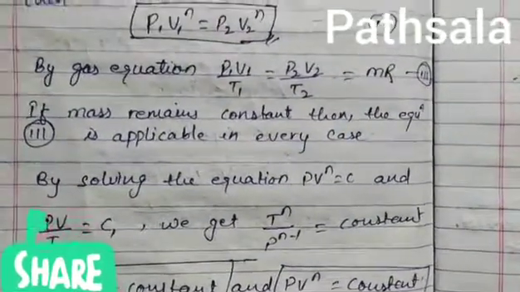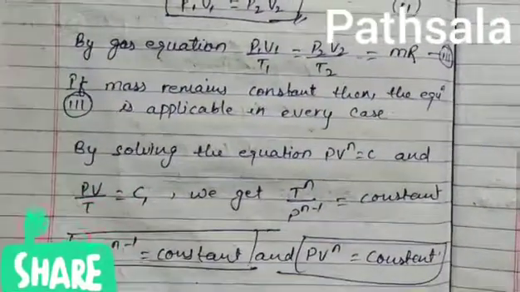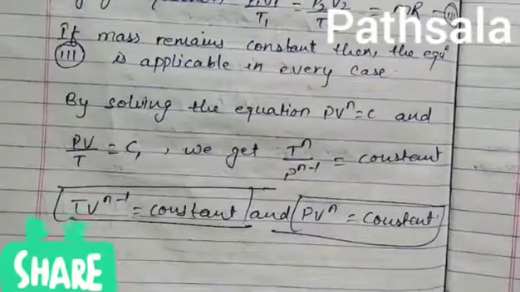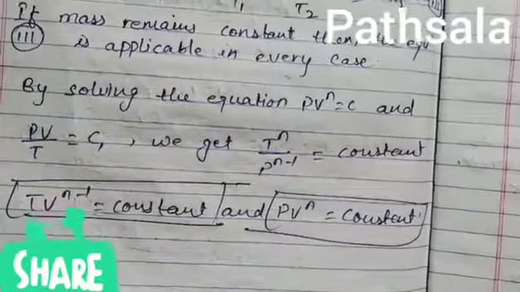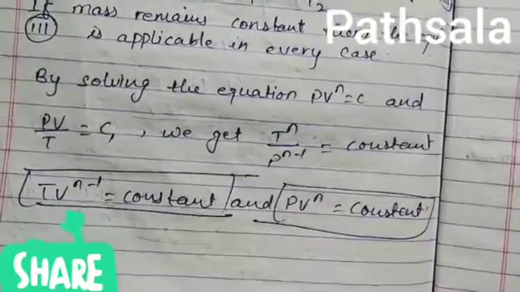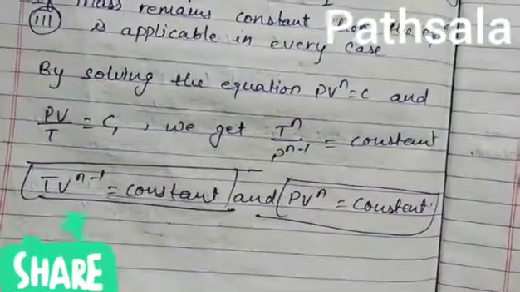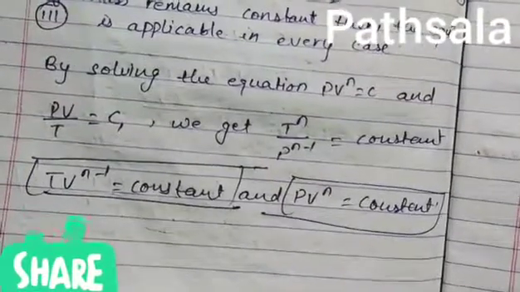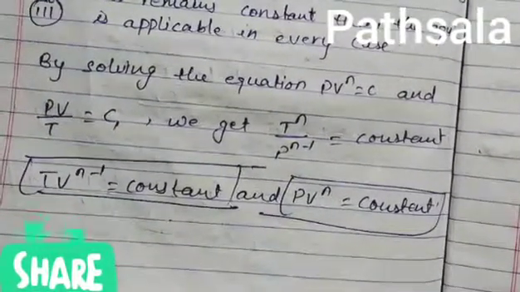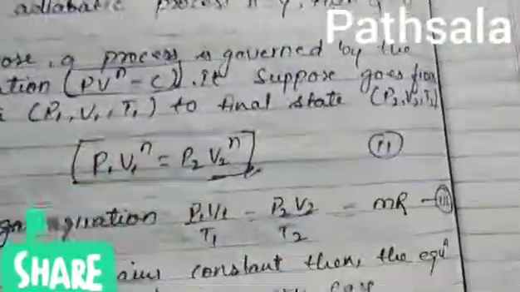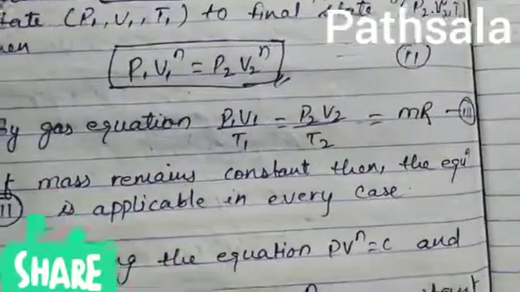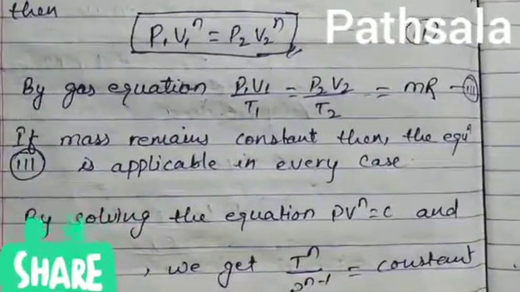By solving the equations, we get PV upon T is equal to C1. So we get T to the power n upon P to the power n minus 1 is equal to constant. That is, we get T V to the power n minus 1 is equal to constant. That is, P V to the power n is equal to constant. Here we see the applications of the first law of thermodynamics for closed systems. Thank you.